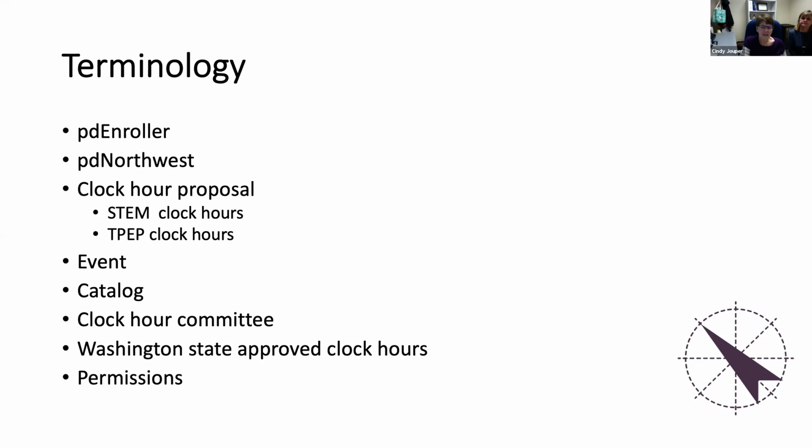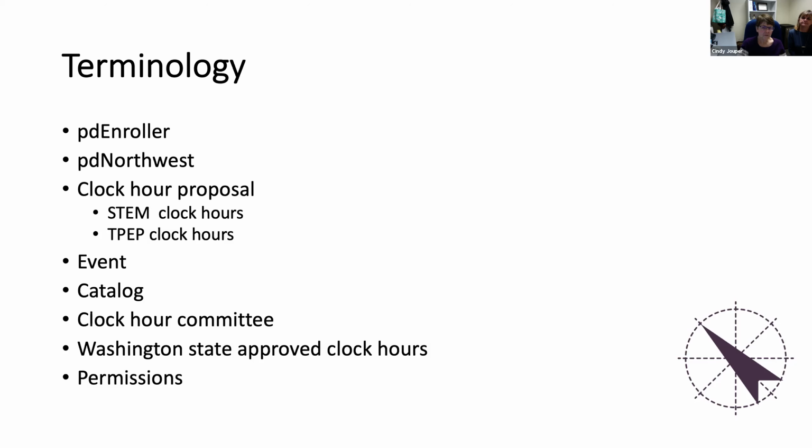An event is how people go in and interact with these proposals once they're created. It's where people go to register, where you would go to print out sign-in sheets, where we would take attendance. All of that happens at the event level. A catalog is a listing of all of the events that you have, not the proposals, but the events. So once a proposal turns into an event, that goes into the catalog, and you'll have a catalog specific to your district.